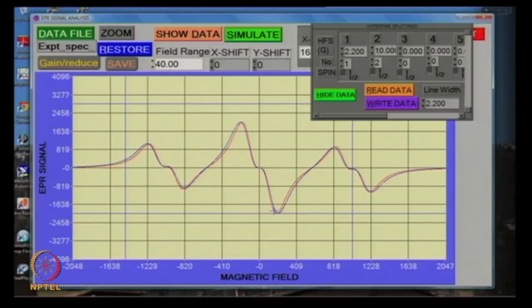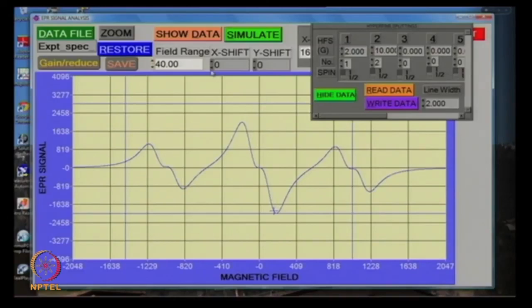So, I need to optimize another coupling constant. Let us see, how about this one, 2.1. Okay, it is improving, maybe in the same direction. Let us continue, yeah, not bad. So, almost all features are reproduced except this little bit of differences one can see between red and blue. So, maybe the line width is too much, reduce it further. It has disappeared. No, it has not disappeared, they are actually overlapping.